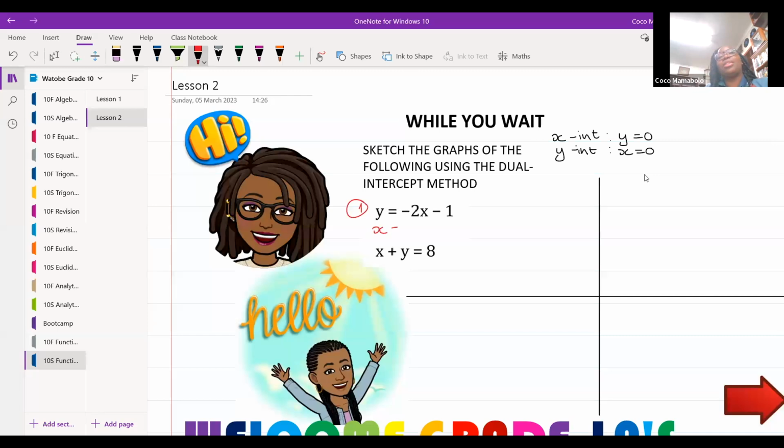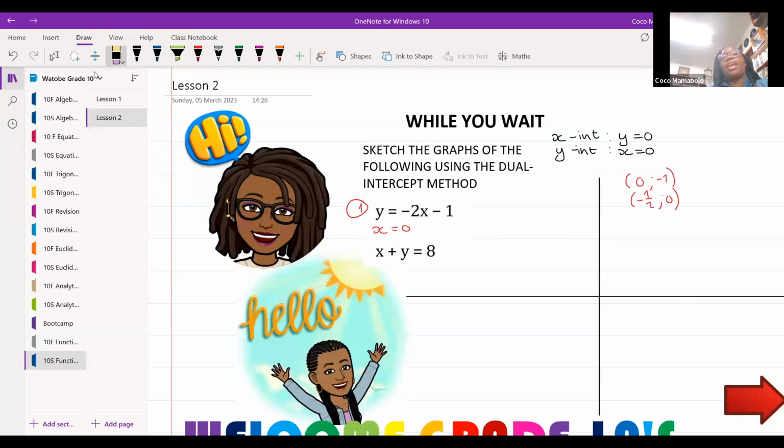All right, if I make x equal to 0, I'm going to get y is equal to -1. And if I make y equal to 0, I'm going to get 0 is equal to -2x minus 1. The 1 will go over to the other side and become positive. 1 is equal to -2x, and then I'm going to divide both sides by -2. Therefore, x will be equal to -1/2. So my two coordinates are going to be (0, -1) and (-1/2, 0). Those are the only two coordinates we need in order to draw a linear graph, guys.